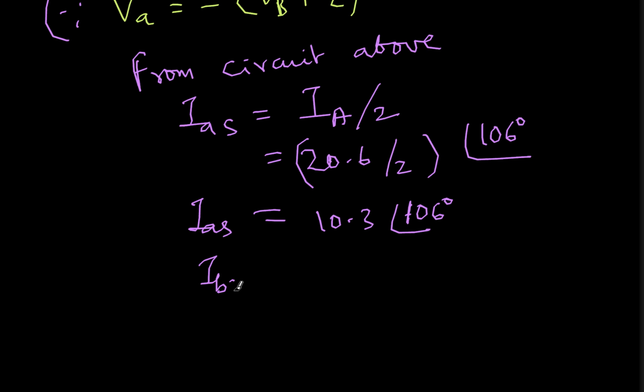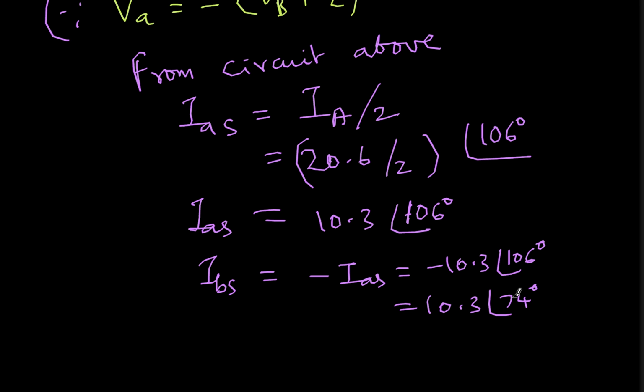What is B phase source current? This is nothing but minus of IAS, which is minus of 10.3 angle 106 degrees. This is nothing but 10.3 angle minus 74 degrees, sorry. So just a 180 degrees phase shift, which is also equal to ICS.